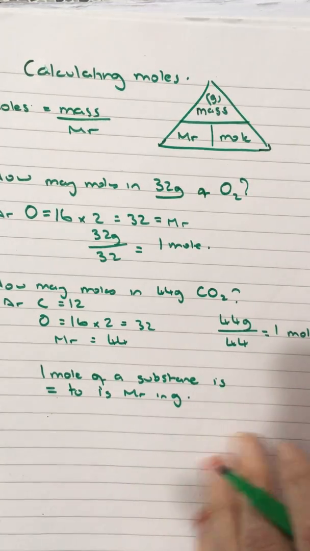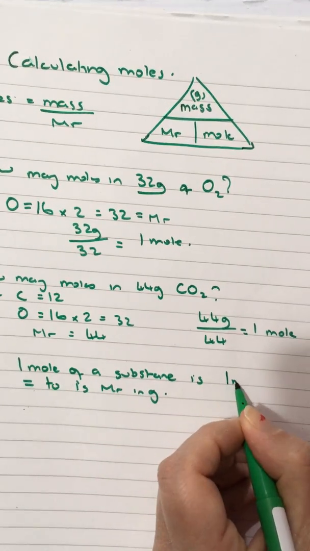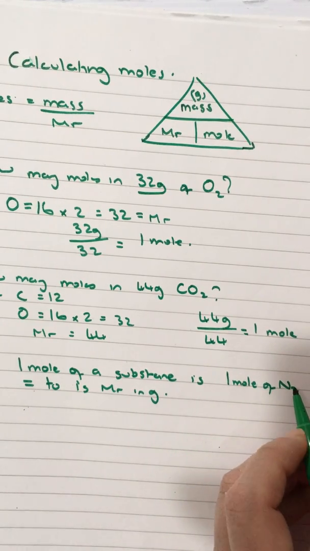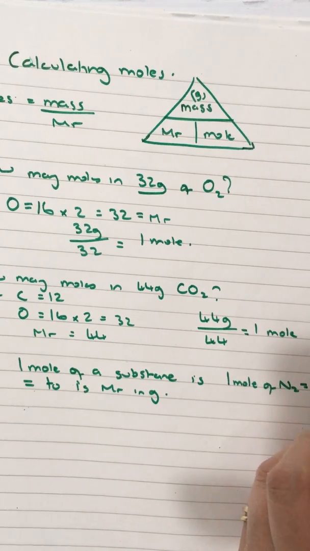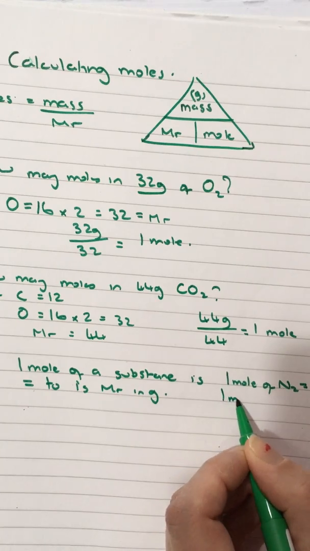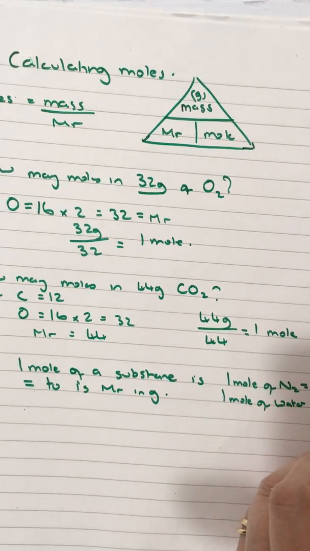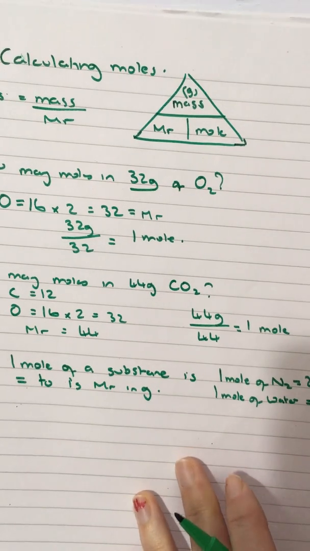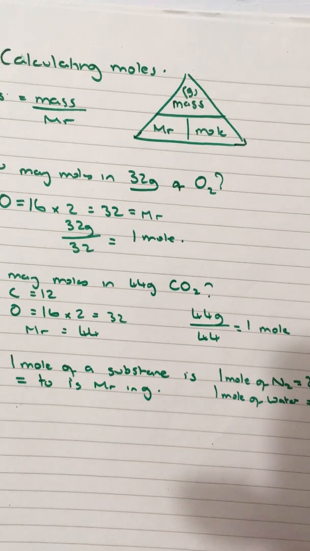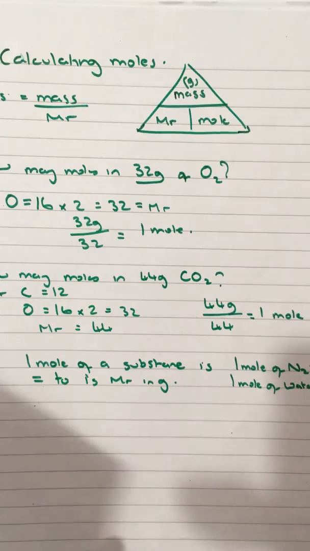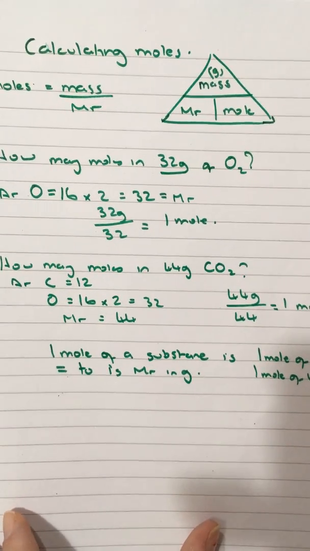So 1 mole of nitrogen, N2, well, the Mr of that is 28 because nitrogen has an atomic mass of 14, so it equals 28 grams. 1 mole of water, H2O, is 18 grams. The Mr of that, we calculated in one of the other videos, is 18. We'll do one more example on this, and then we'll have a look at rearranging the equation.